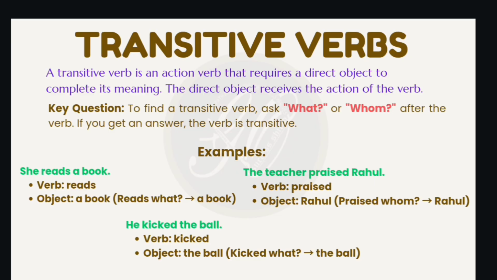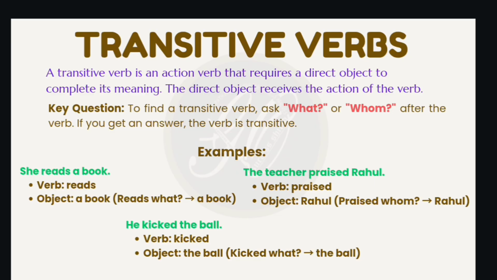It's very simple. We just need to ask a question to the verb. How are we going to ask the question? The words what and whom come into the picture. They are going to make our work simple. We simply ask the question with the words what and whom. And if we get the answer, the verb is a transitive verb. Let's read the sentences now.